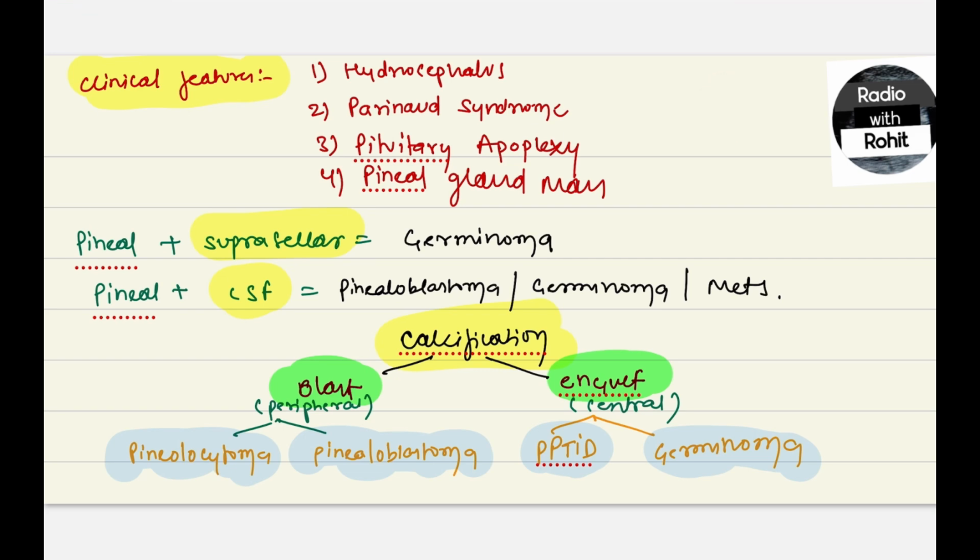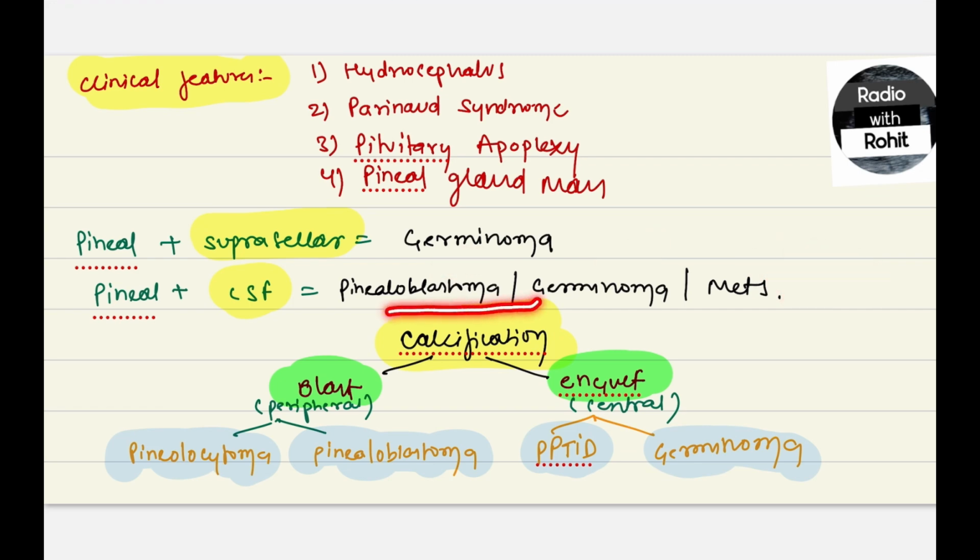So the question arose, what clinical features will be there if a patient comes with a pineal gland tumor? There will be obstruction in the CSF pathway leading to hydrocephalus, Parinaud syndrome, and pituitary apoplexy. If there is a pineal mass with a mass in the suprasellar region, then it is most likely to be germinoma. If there is a mass in the pineal and multiple masses in the CSF, it could be pineoblastoma, germinoma or METS. We will discuss it in detail.